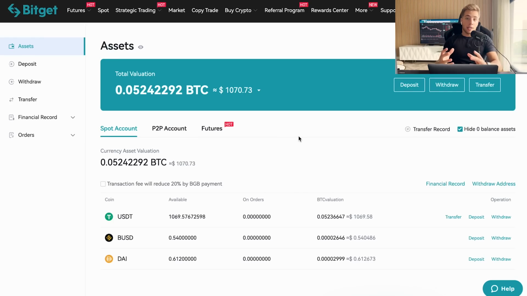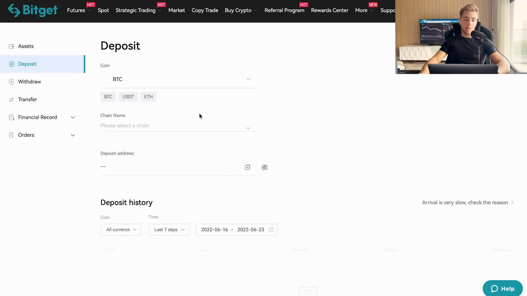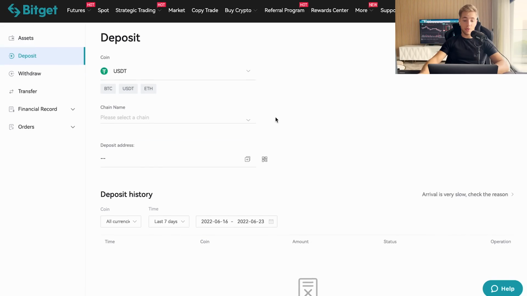Coming back to Bitget, I'll assume you already have your account on Bitget. Then what you want to do is deposit some crypto into your account. You click it here and you can deposit BTC, USDT, Ethereum, basically any crypto that you want.